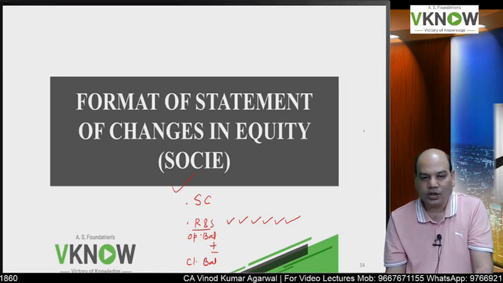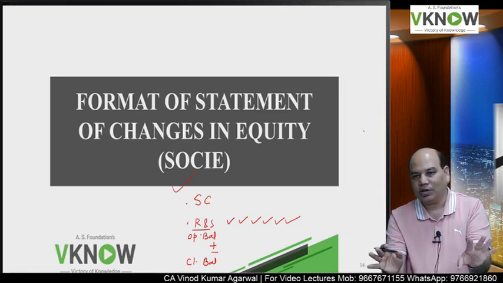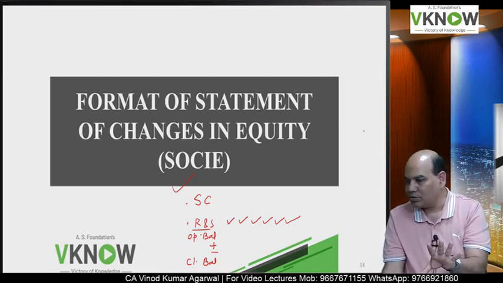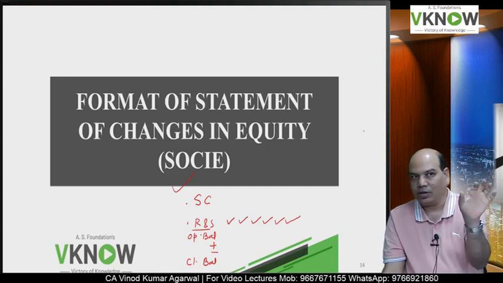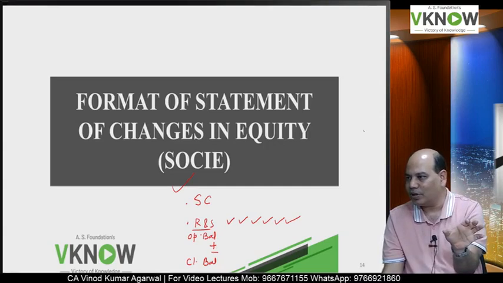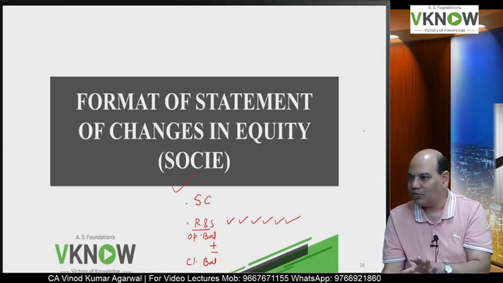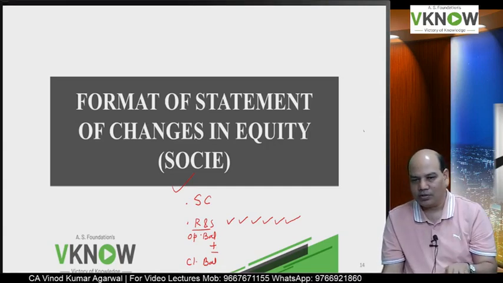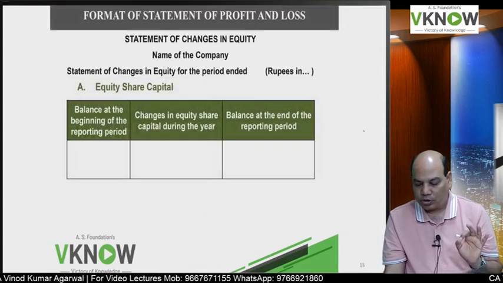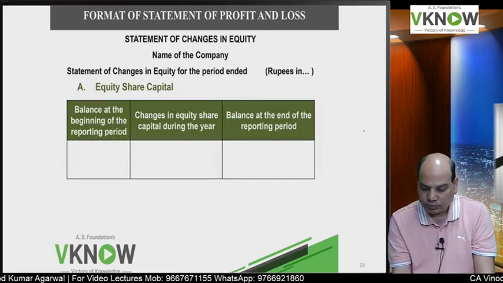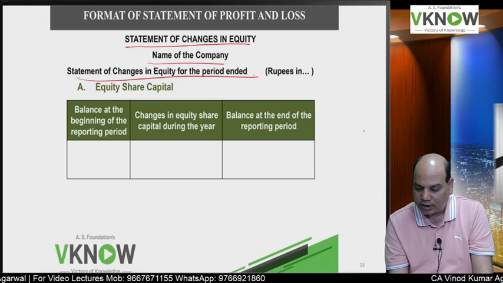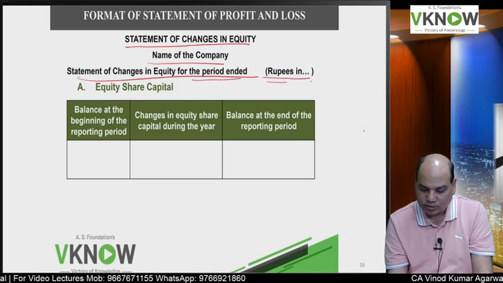Is it right? So it is not something extraordinary. We have done the same thing in intermediate also, but there was no specific format for reserve and surplus. We simply used to write one by one: general reserve, opening balance, add profit, less dividend, closing balance. Same thing here we have to do, but in a format. So don't worry, it is very easy. So what you will do, you will first prepare statement of changes in equity, name of the company for the year ended or period ended, rupees in.